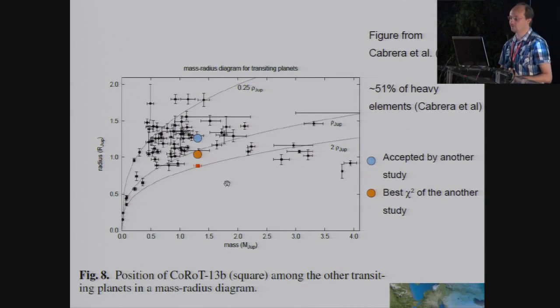But they did not accept this best chi-square solution in the other study because the limb darkening coefficients were unphysical; they found that the star has limb brightening instead of limb darkening, which is quite uncommon among dwarf stars. So they constrained the limb darkening according to these theoretical tables, and finally they chose this blue point, this position, which is very close to the clump of the majority of the other planets. Okay.